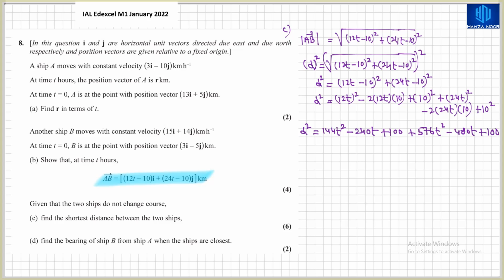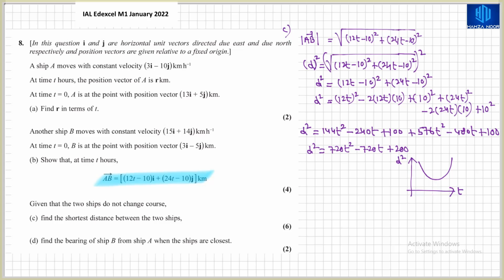All right. And then we are going to simplify the terms. So therefore, d square will be equal to, so 144t square plus 576, this is 720. So 720t square, and then minus 720t plus 200. So first of all, we have obtained an equation for d square. So basically here we have a quadratic graph. On the vertical axis you would be having d square, and on the horizontal axis you would be having t, and we need to find the least value of the distance.